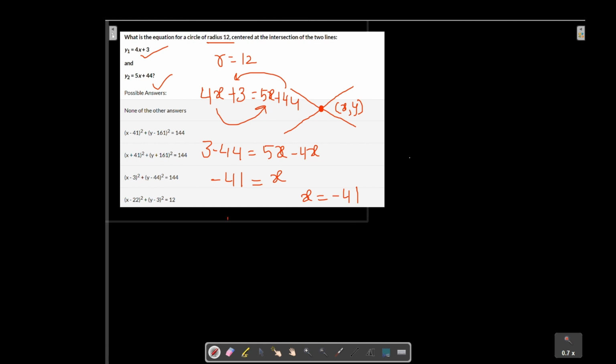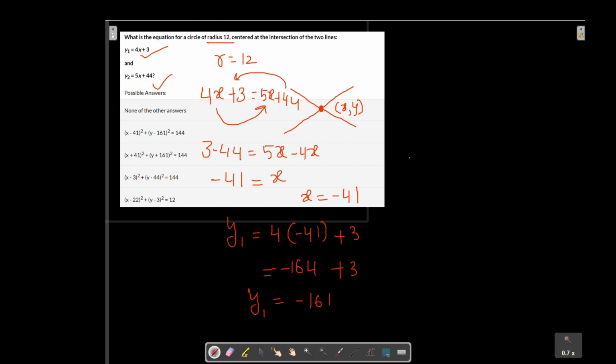Let's plug into the first equation, y1 equals 4 times negative 41 plus 3. 4 times negative 41 is negative 164, plus 3, which is negative 161. We got the y coordinate y1 as negative 161. y1 and y2 are both the same because that is why we are equating these two equations.